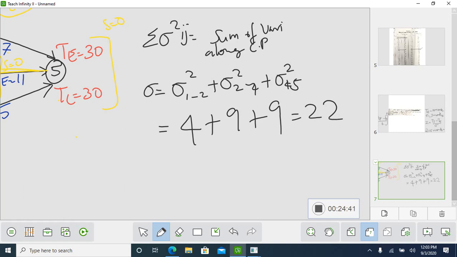So what is the value? 22. Take the square root, it will be 4.69. So you have found that the sigma value is 4.69 in variance. Next we have to apply that in the formula.